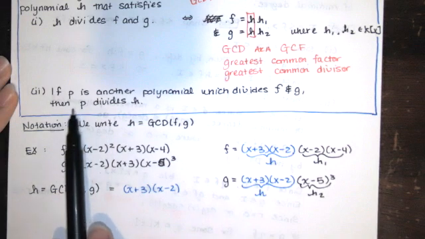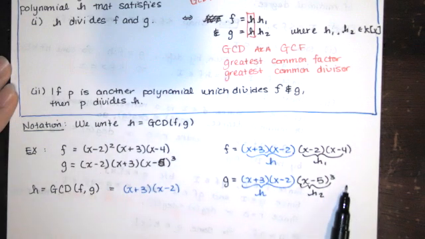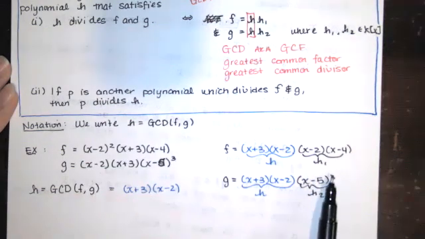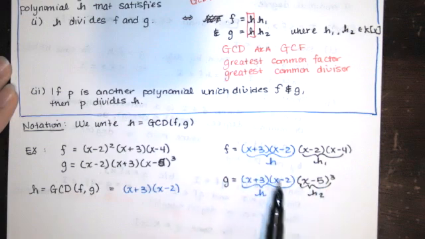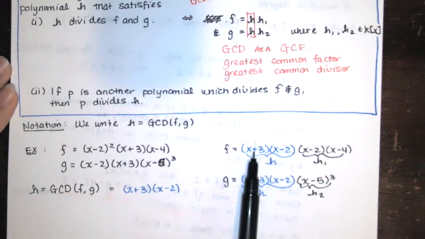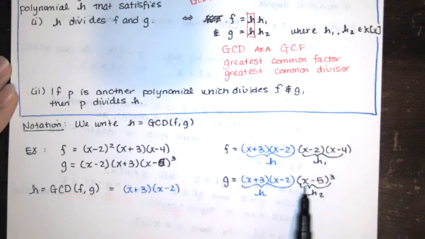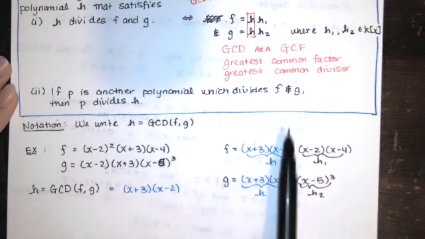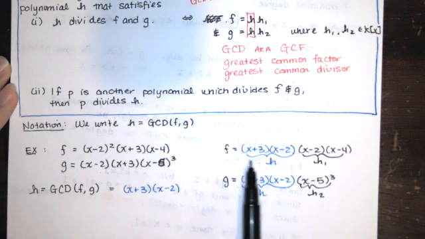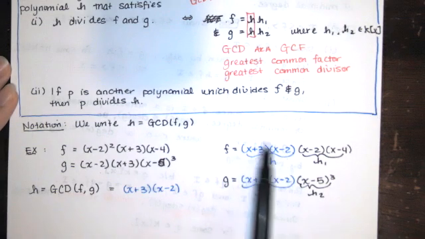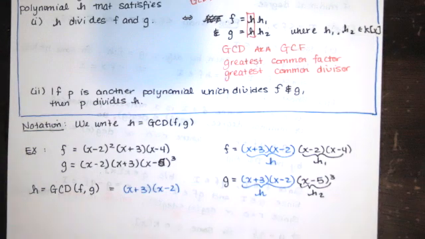If P divides these guys, well, if it divides both of these, it has to divide this or this, because these guys don't have anything in common. So other polynomials that divide f and g are x plus 3 and x minus 2. But if you want the greatest common divisor, or the greatest common factor, you need to multiply those two together.